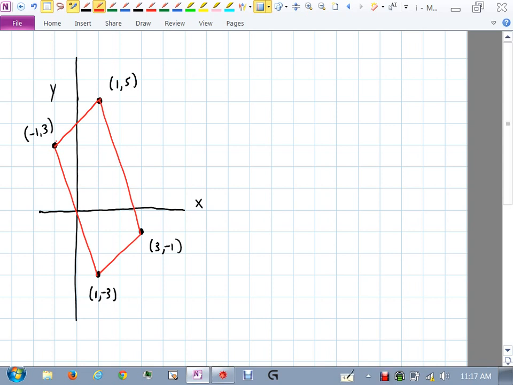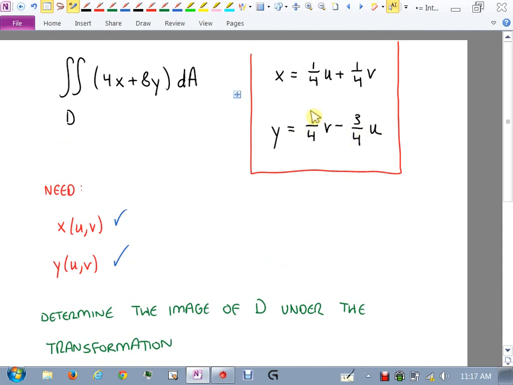I think I'm going to go the easiest way. I'm going to trim down on today's lecture a little bit. But the transformation we're using, this is our transformation right here. I'll say this is our capital T for our transformation.